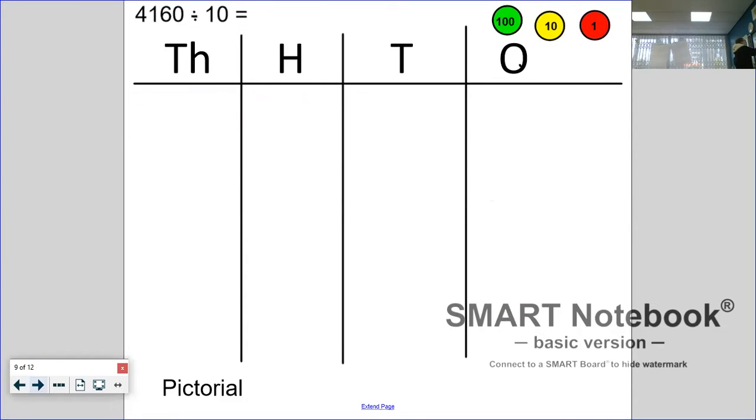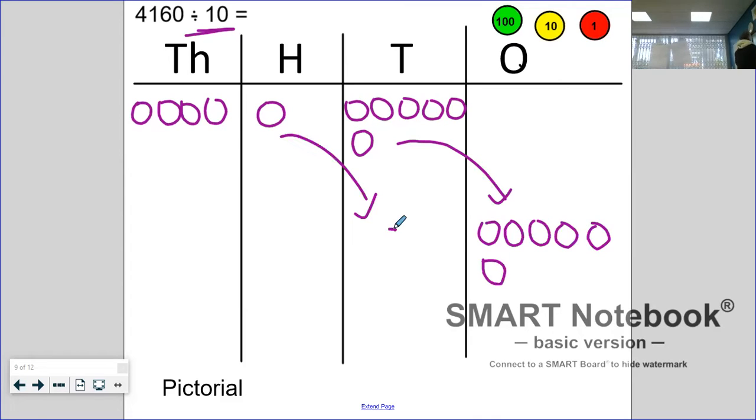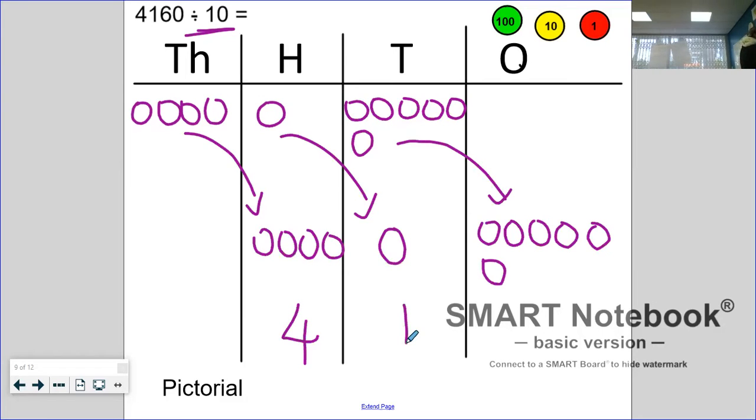We've got 4,160. And I'm dividing by 10. I'm making it 10 times smaller. So my 10s become 1s. My 100s become 10s. And my 1000s become 100s. And that gives me 4 hundreds, 1 ten, and 6 ones. 416.